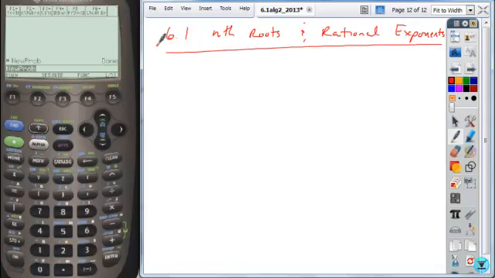All right, this next section deals with nth roots. An nth root can be illustrated as the nth root of some power or some value. The nth roots are the roots that you're familiar with. You're familiar with a square root, and you're probably familiar with a cube root.